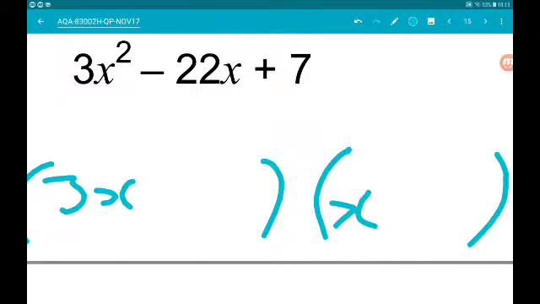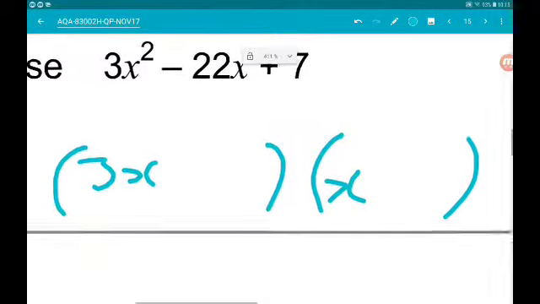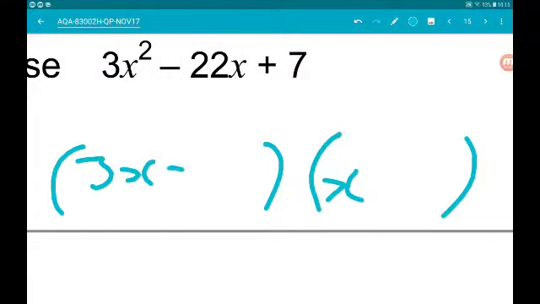So that's our 3x squared taken care of. Now we have a negative number in the middle, but a positive number at the end. That tells us both numbers must be negative, and they need to multiply together to give us 7. So only two numbers do that, 1 and 7. So if we put a minus 7 there, minus 7 times 3x is minus 21x, and then minus 1 in there gives us another minus x, which gives us minus 22x. Cool.